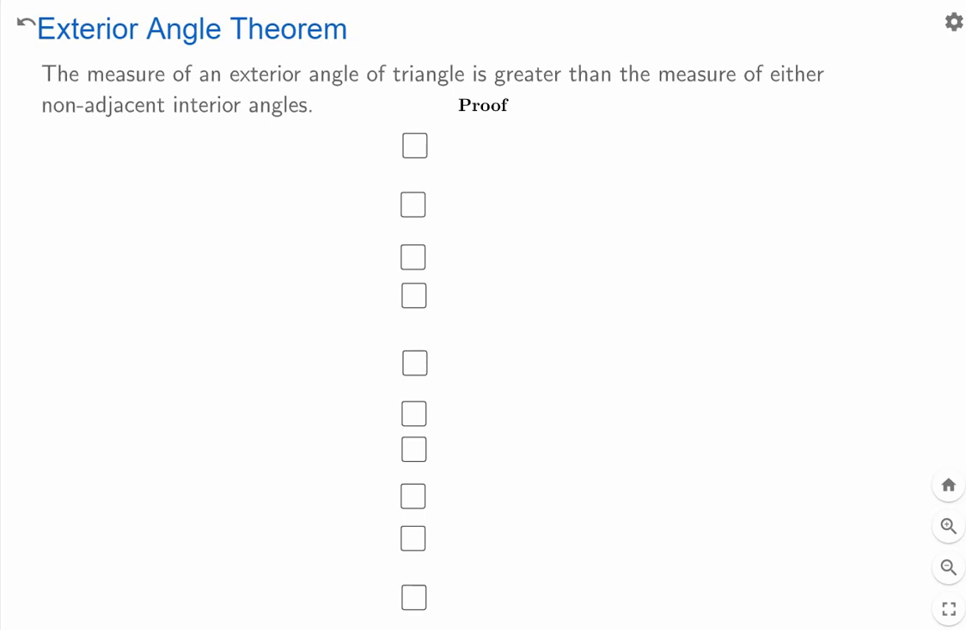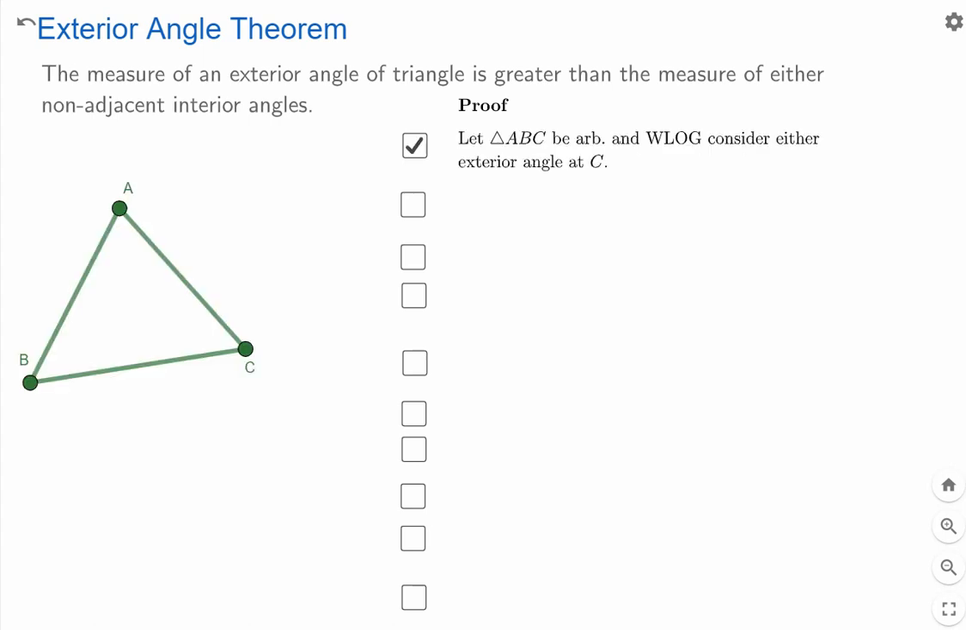We're going to prove a theorem that's really easy to prove if you know you're in a Euclidean geometry. What you'd really like to use is the fact that the angle sum of a triangle is exactly 180 degrees. But we can't do that. We have to try to prove for an arbitrary triangle that an exterior angle is greater than the measure of either non-adjacent interior angle.